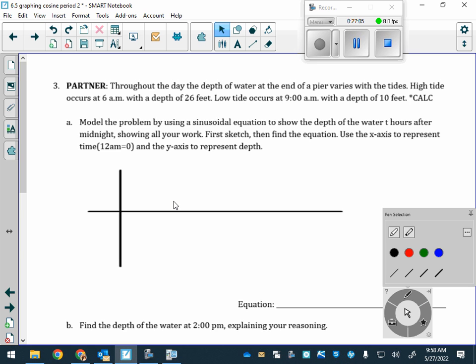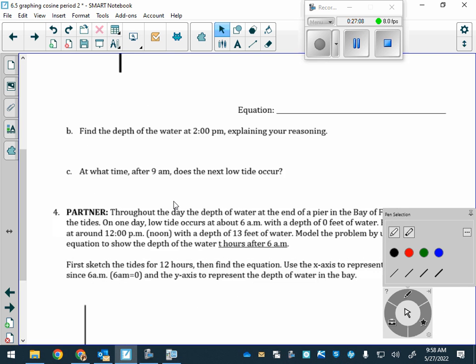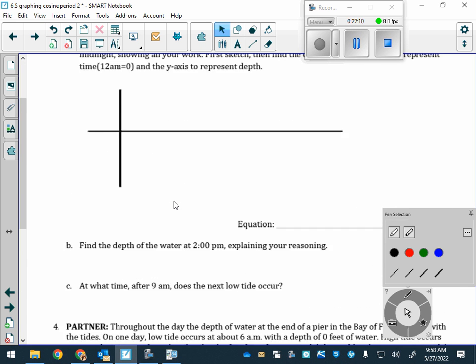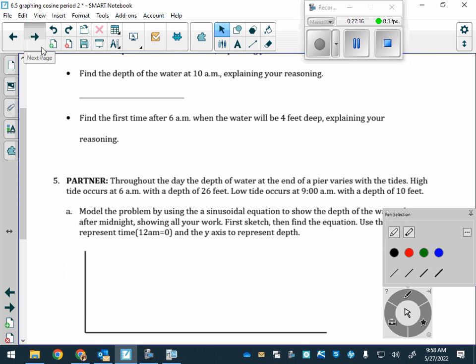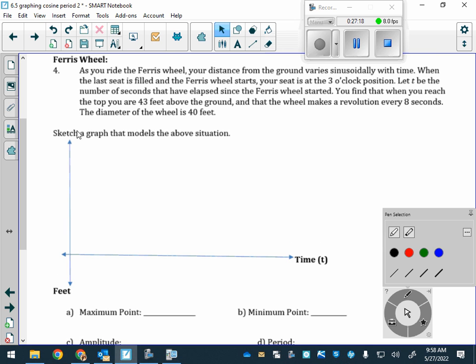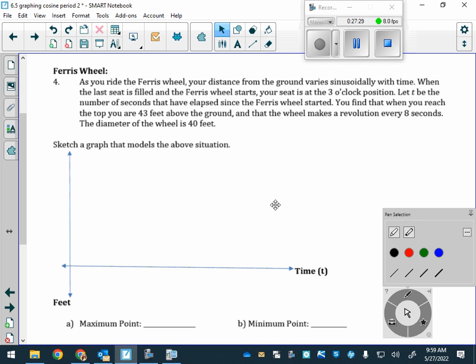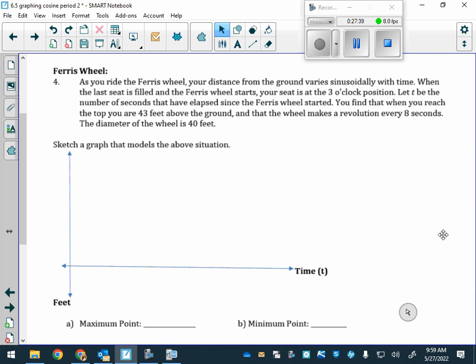All right, so we're actually going to skip these two for now, okay? 3. We're going to go to our friend, the Ferris wheel. This is where you'll see sine. Okay? We're going to go to where it says Ferris wheel. And this will be it for today, you guys. Okay? It should be at the bottom, I think.